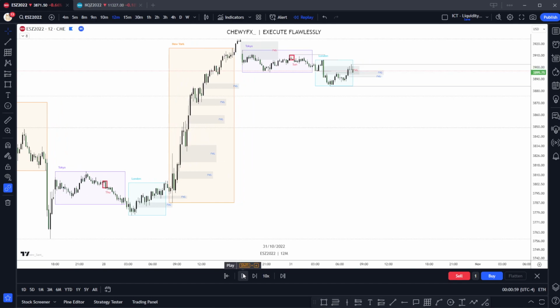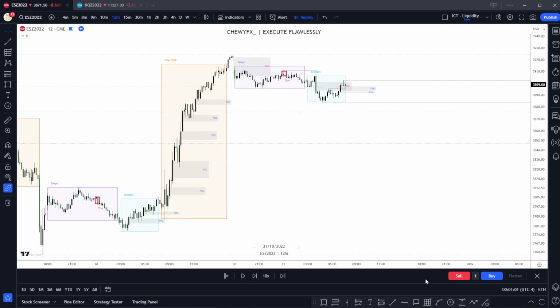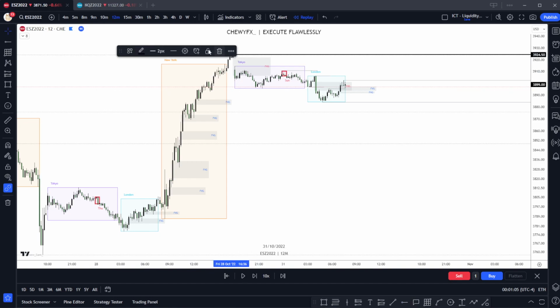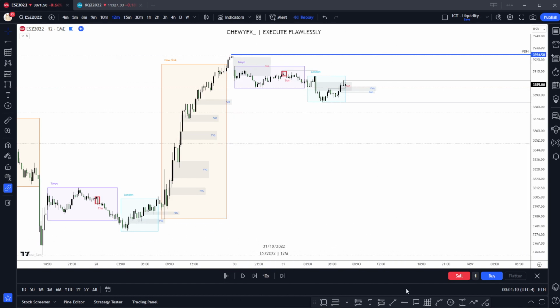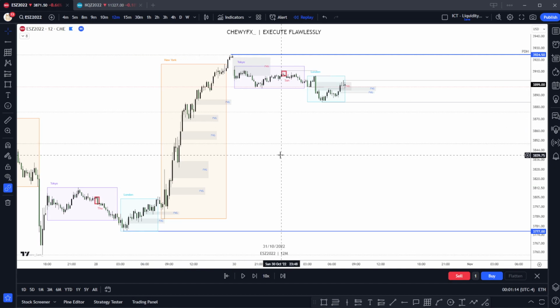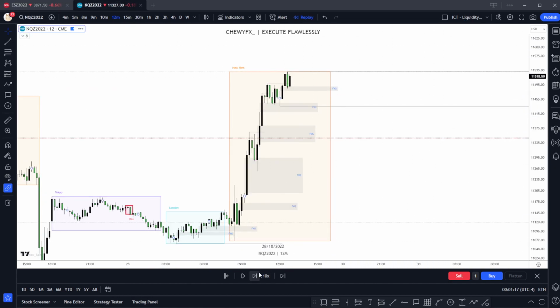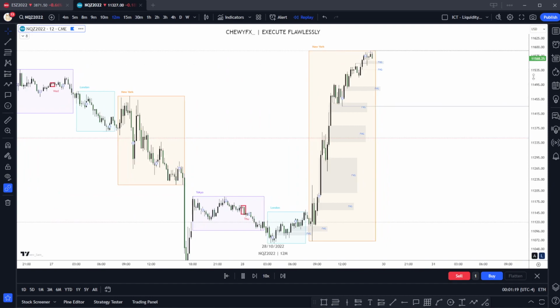Okay, all right, this is setting up very nicely for a buy model. So first we want to draw our daily liquidity. Oh yeah, I'm not even labeling that. It's just too obvious. Let's catch up on NASDAQ.